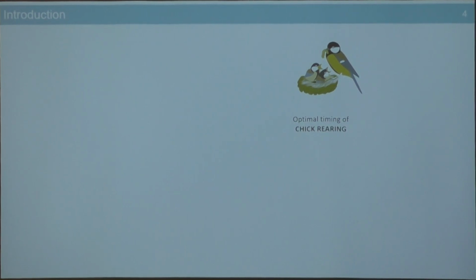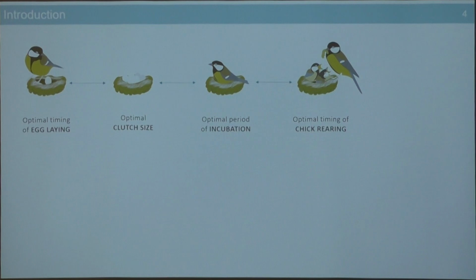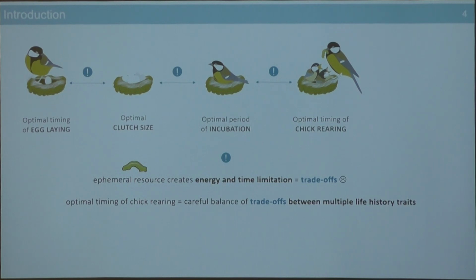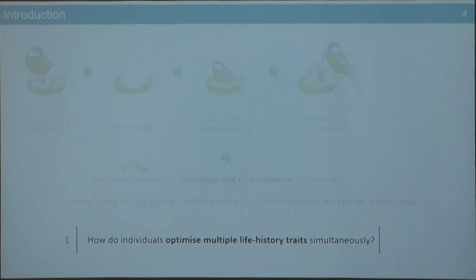But this optimal timing of raising chicks is actually preceded by several other life history traits, such as decisions on when to start their reproduction in a given year, how many eggs to lay, as well as when to start incubating and for how long. And because of this ephemeral nature of the resource, this creates an energy and time limitation for the individuals, which means that now they have to balance trade-offs between these competing behaviors. And therefore, the optimal timing of chick rearing will depend on a careful balance between the trade-offs between these different life history traits. So this leads to the first part of what I looked at in my thesis, trying to understand how individuals optimize multiple life history traits simultaneously.